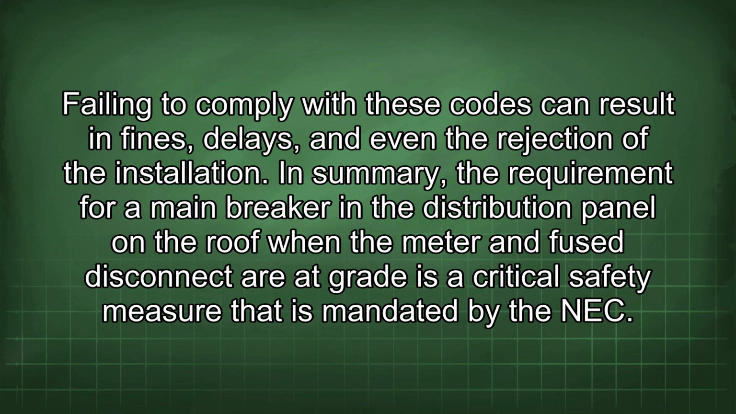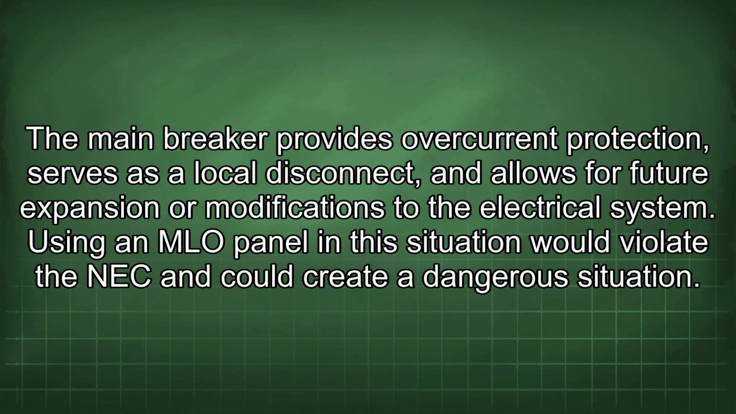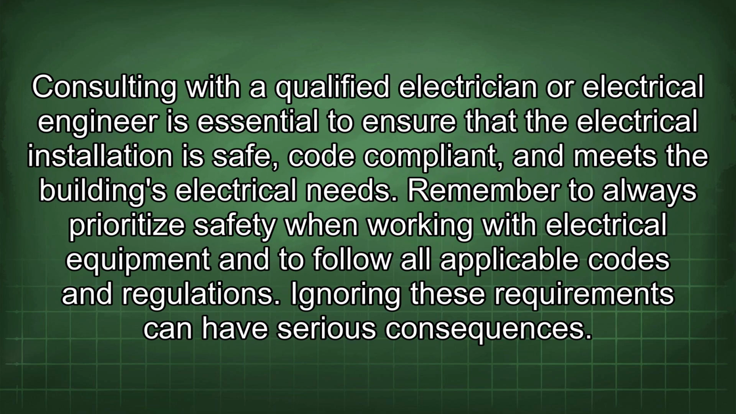In summary, the requirement for a main breaker in the distribution panel on the roof when the meter and fuse disconnect are at grade is a critical safety measure that is mandated by the NEC. The main breaker provides overcurrent protection, serves as a local disconnect, and allows for future expansion or modifications to the electrical system. Using an MLO panel in this situation would violate the NEC and could create a dangerous situation. Consulting with a qualified electrician or electrical engineer is essential to ensure that the electrical installation is safe, code compliant, and meets the building's electrical needs.